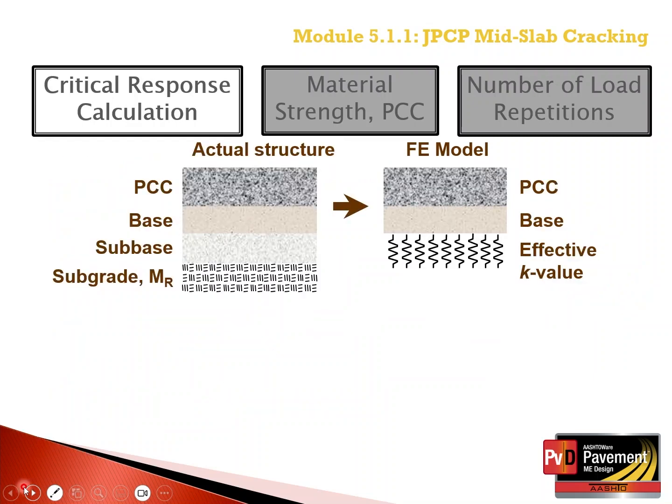So the layer inputs to the rigid pavement design procedure are the resilient modulus of the underlying pavement layers, but the finite element response program of iSlab 2000 requires an effective K-value for the supporting layers. A conversion procedure is included in the software to convert the resilient modulus of the individual supporting layers to an effective K-value.